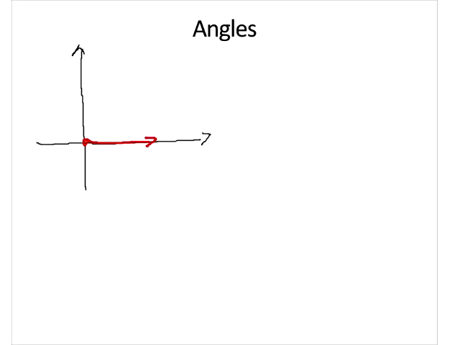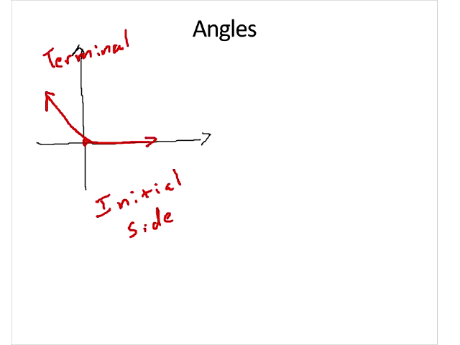has one side along the x-axis that's called the initial side, and has one side off the x-axis that's called the terminal side. And we are measuring that gap between the two rays. We call that angle theta. But the thing to remember is the initial side is on the x-axis. The terminal side is off the x-axis.